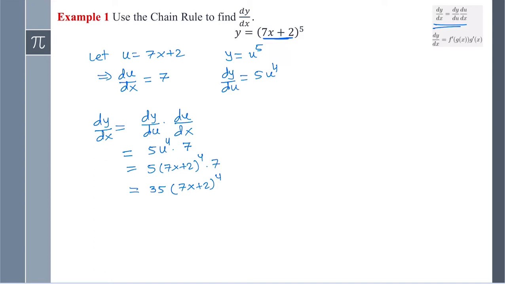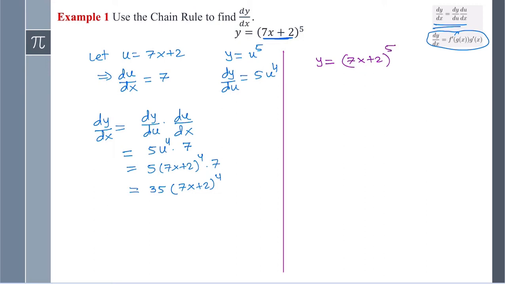And then the answer is yes. If we use the second version of the chain rule, this work becomes a little bit shorter. Now this is how we are going to use the second version of the chain rule. Let me do that over here. So we have y equals 7x plus 2 to the fifth power.